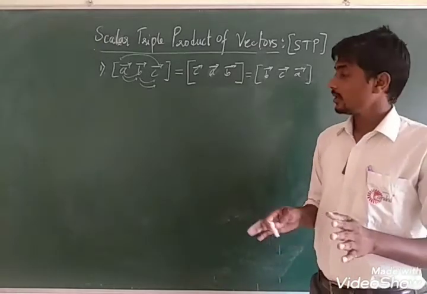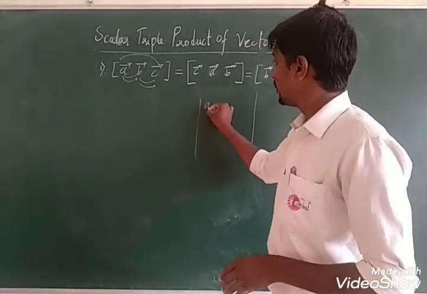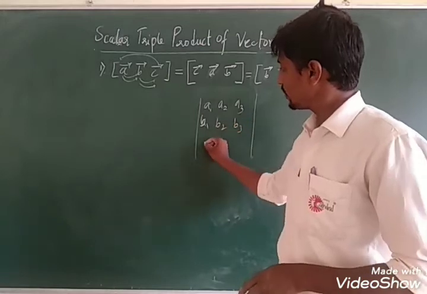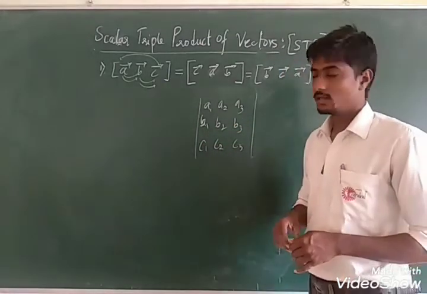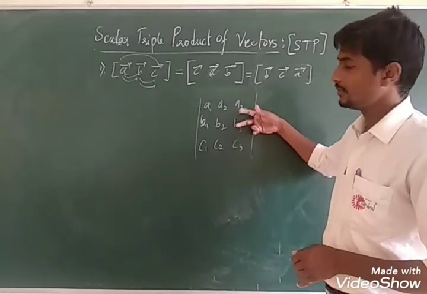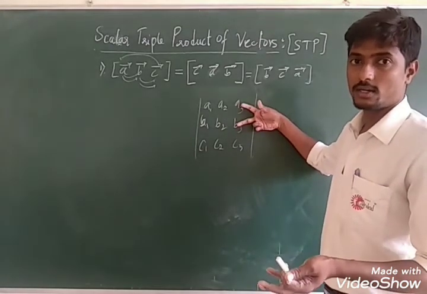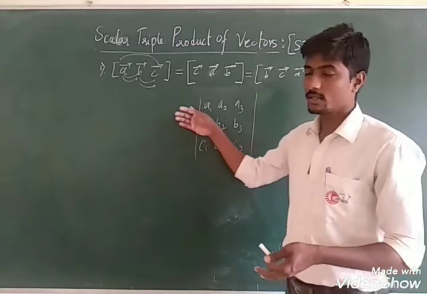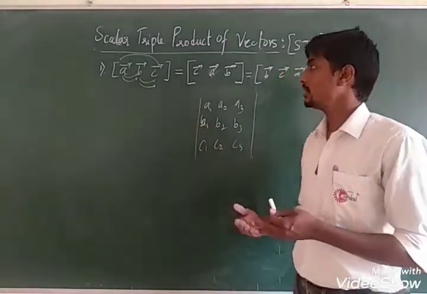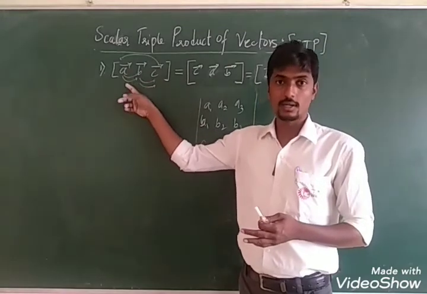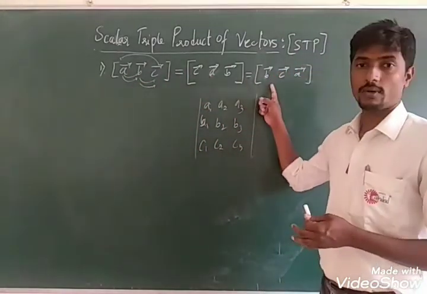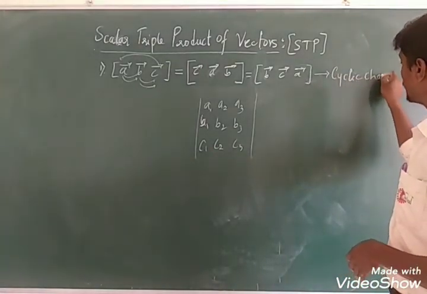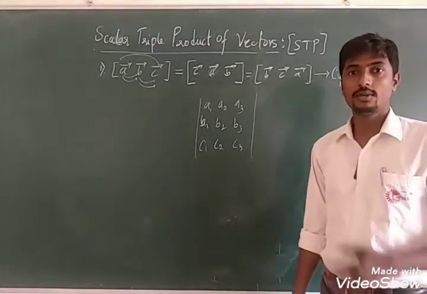Why? Look at A1, A2, A3, B1, B2, B3, C1, C2, C3. If you interchange two rows, this determinant gets multiplied by minus. If you interchange two rows again, it is multiplied by minus again. Minus into minus is plus, so the value remains the same. But this holds for the cyclic change of the vectors only.